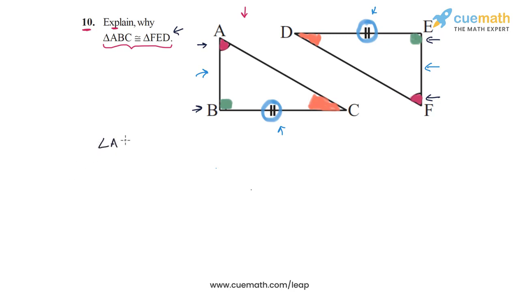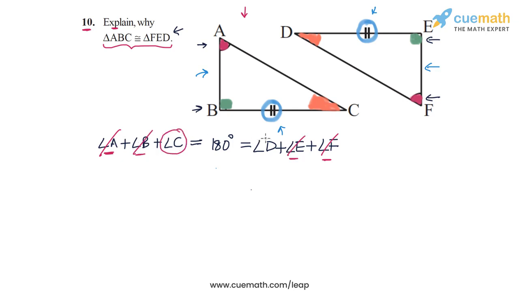So angle A plus angle B plus angle C is equal to 180 degrees, which is also the sum of angle D plus angle E plus angle F, right? Now angle A and angle F are equal, so if we cancel them out on both sides, and angle B and angle E are equal, we cancel them out from both sides. So we see that angle C and angle D will also be equal.